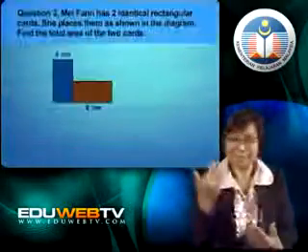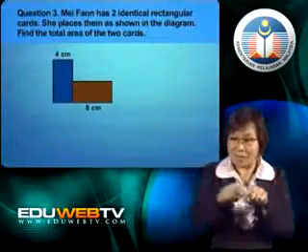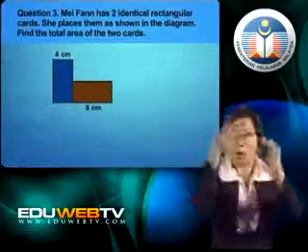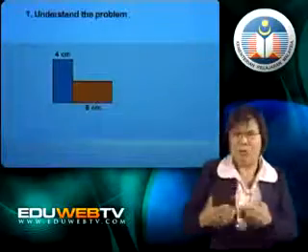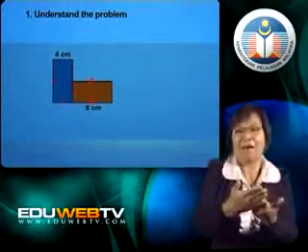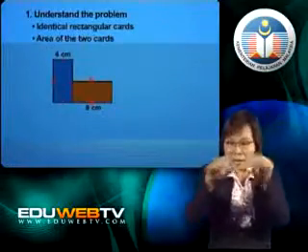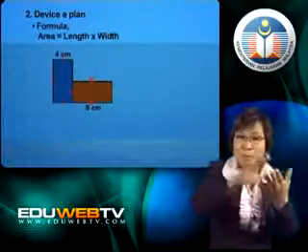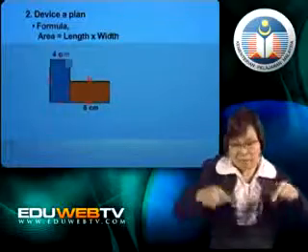Okay, how about this? Mei Fan has two identical rectangular cards. She places them as shown in the diagram. Find the total area of the two cards. For this question, let's use this guideline. First, understand the problem. Two identical rectangular cards and the area of the two cards. Second, devise a plan. Use the formula for area. Area equals length multiplied by width.